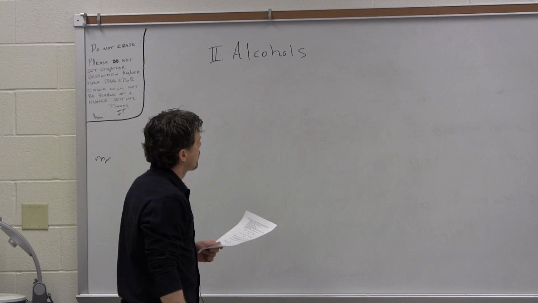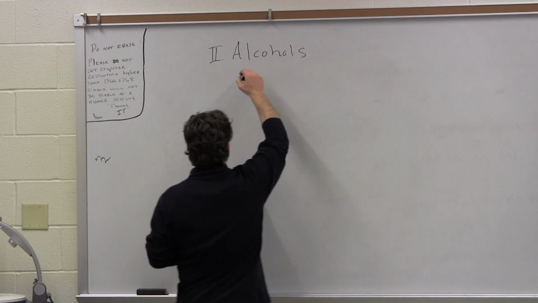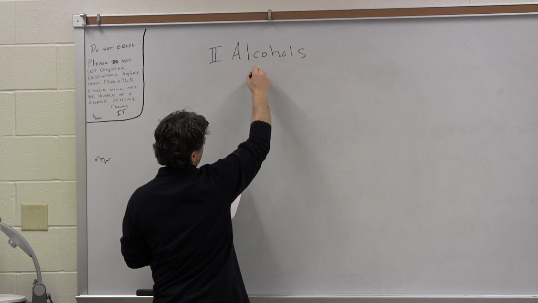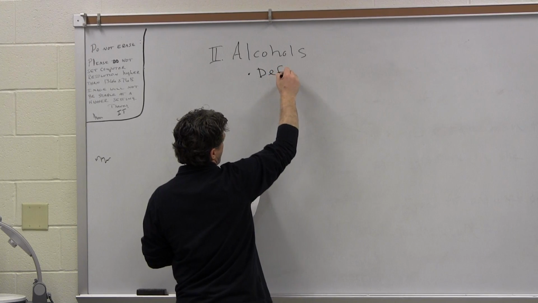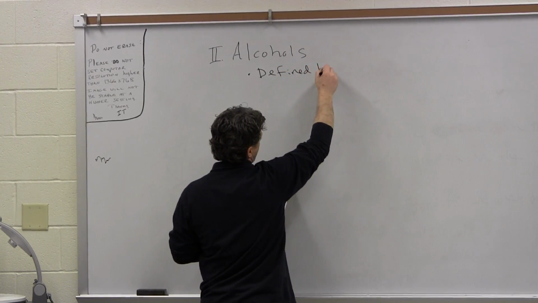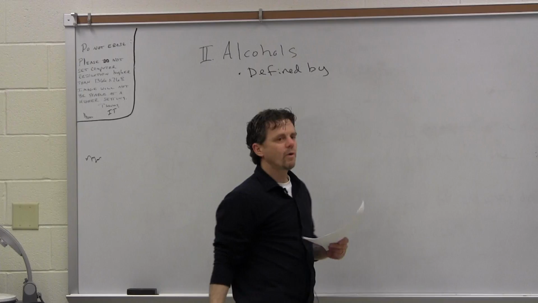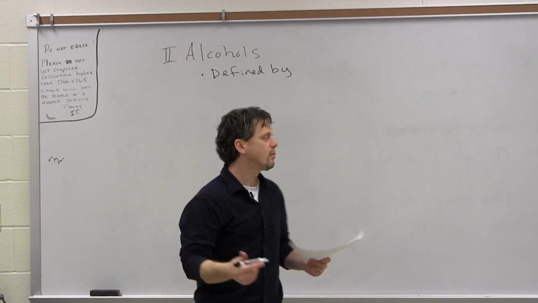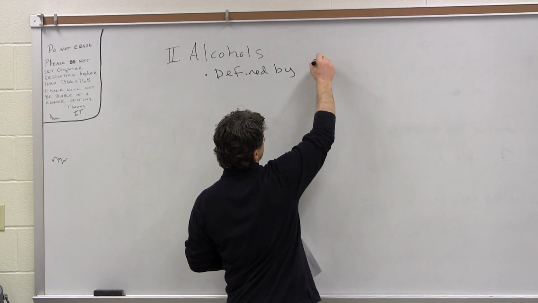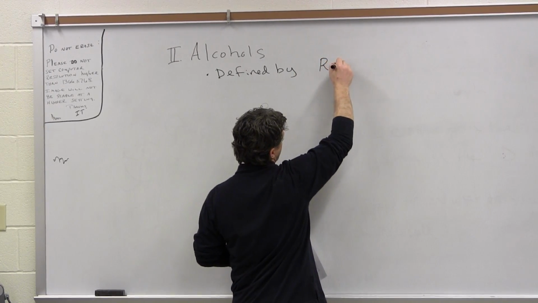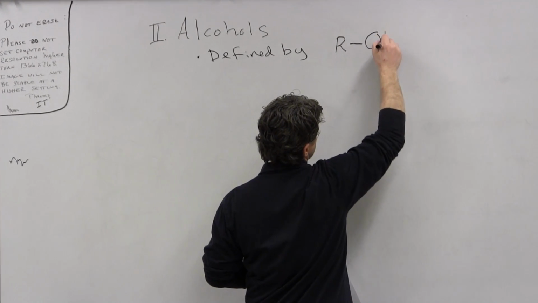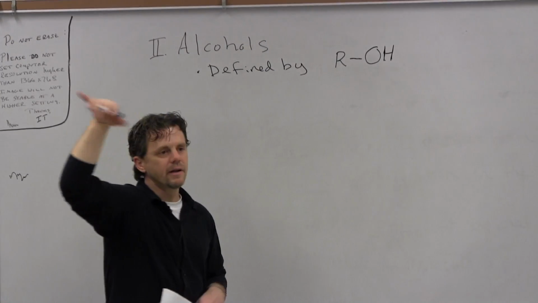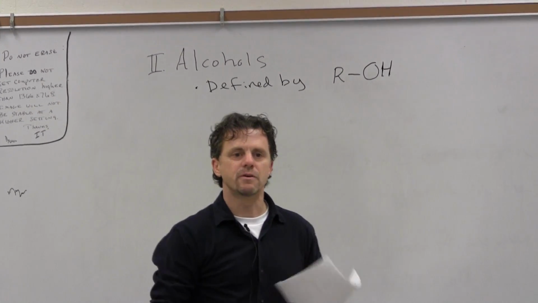And some properties of alcohols are, first of all, we know from organic chemistry they are defined by what functional group? OH, hydroxyl, whatever you want to call that. But the way we represent that would be basically ROH. Again, where R stands for any large carbon-based group.